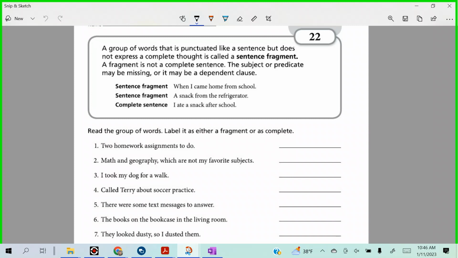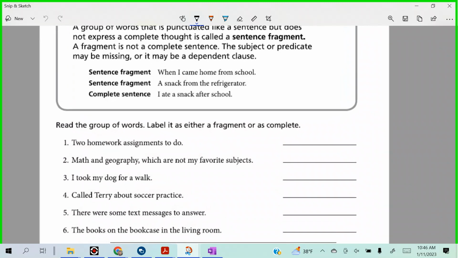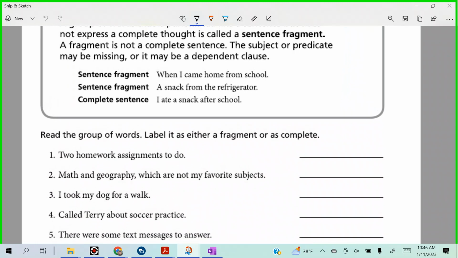So, you ready for this? A fragment is not a complete sentence. The subject and or the predicate may be missing, or maybe both. Or maybe it's a dependent clause. This first one is a dependent clause. Let's take a look at it. It depends on the rest of the sentence. Dependent means that it's depending on something else to make it whole. Okay? So here we go.